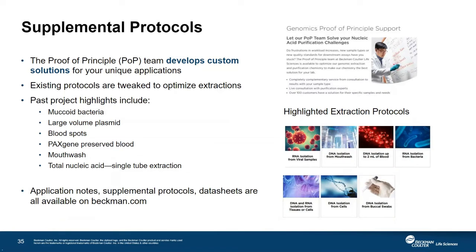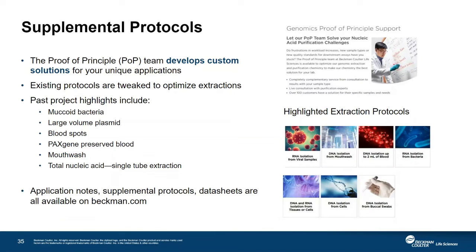So you may very easily go in and say, hey, this is the kit I want. You get it in your hands, and it didn't quite give you the results that you wanted. Maybe your sample is a little bit unique. Maybe your sample doesn't really fit the parameters of any of the ones that we list in our input documents. That's where our proof of principle support team really comes into play.